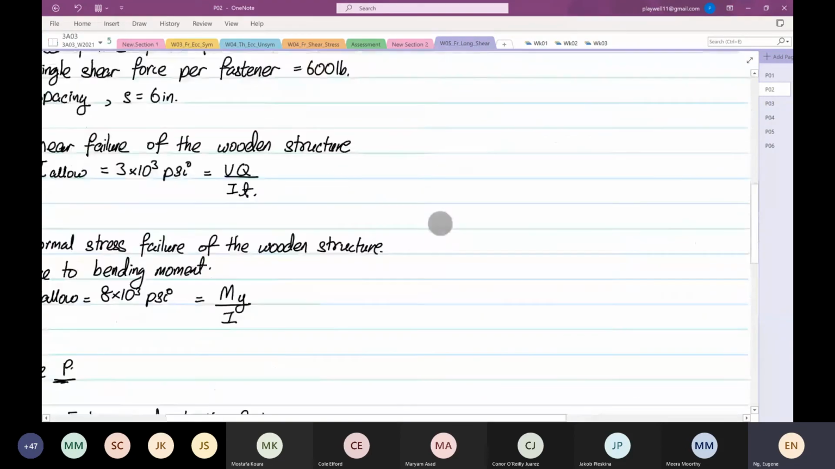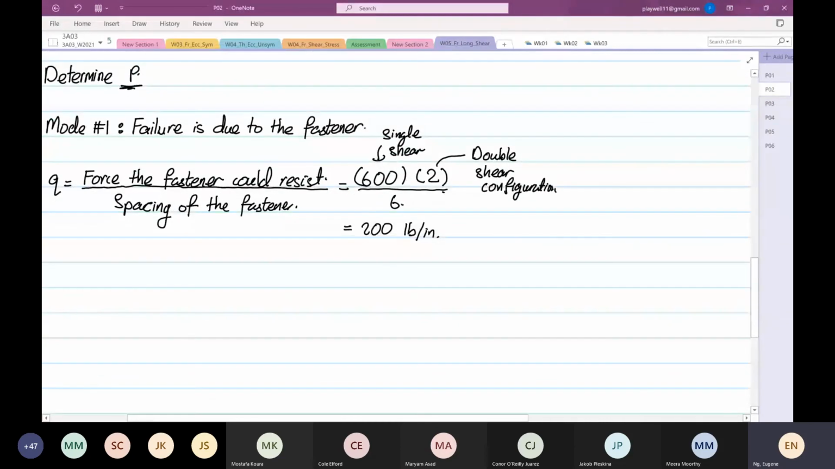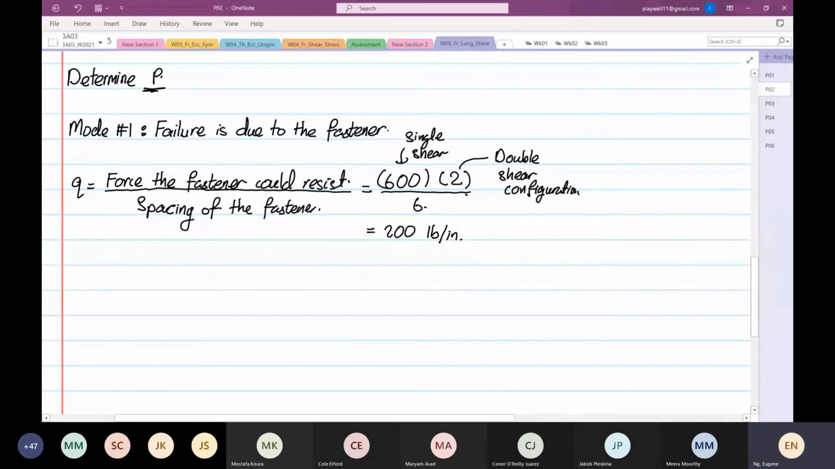Okay, so now we have this formula. We found our shear flow due to the nail, and the next thing is we are going to relate this to VQ divided by I. In this class I don't want to waste time. Second moment of area, you guys are experts in looking for it already, so I'm just going to say I is equal to 29.02 inch to the power 4. I'm just going to be direct.